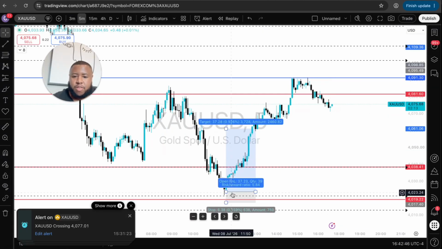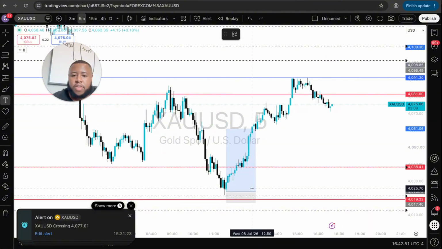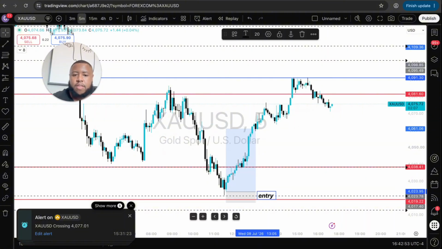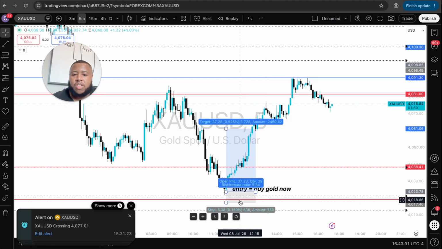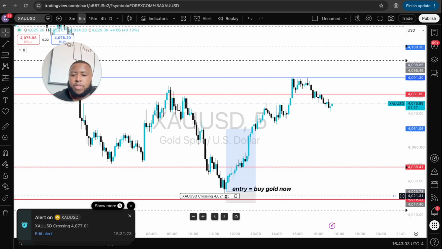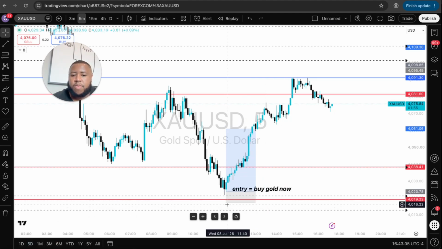For example, this trade right here. Our stop loss was 60 pips. This is where we entered the trade, right? And what I say entry could be? Entry could be like buy gold now. And psychologically, you should already know your stop loss needs to be anywhere from 50 to 100 pips. This one was right below our key level at 40.19, and this was a snipe entry. From 40.23, price pushed up.